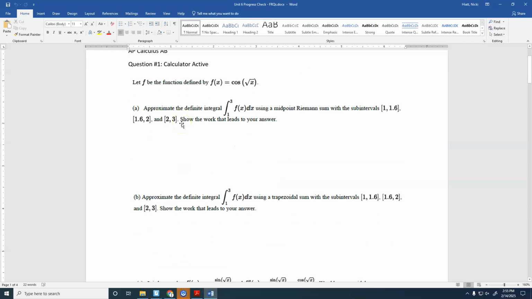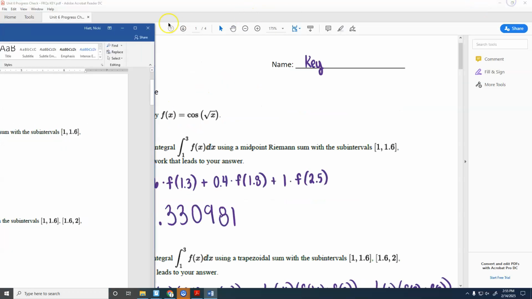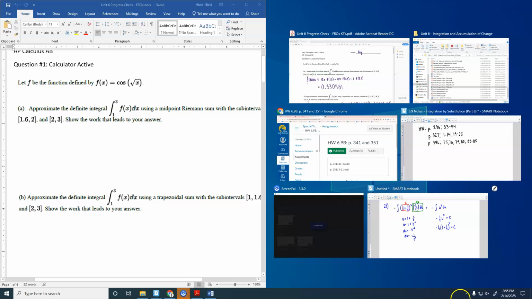Okay. All right. So this one is calculator active. Let's pull up Desmos to look at it. Am I still recording?